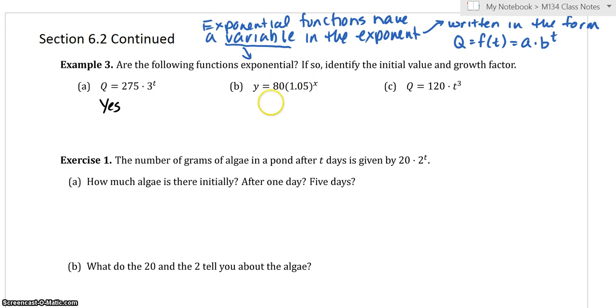So B is also a yes, where C is a no. Why is C a no? Because the variable is not in the exponent.